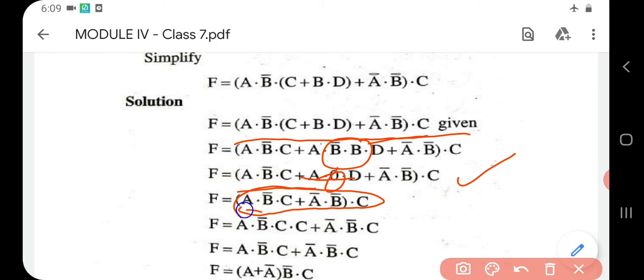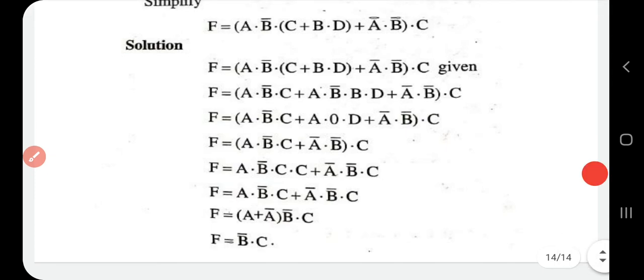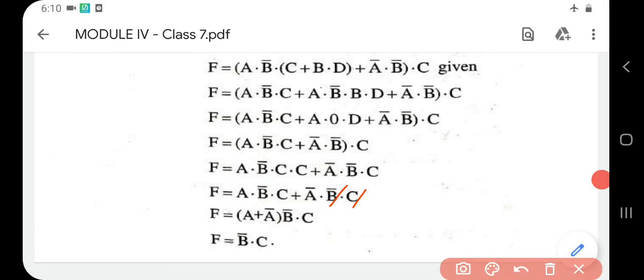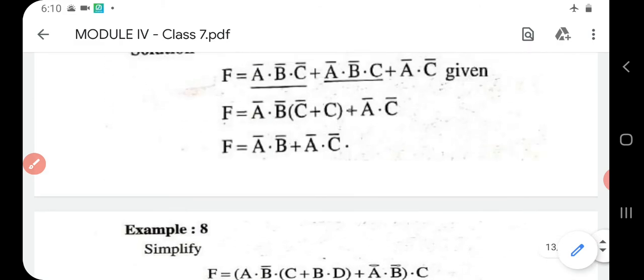Now you are opening the brackets and expanding. C bar dot c dot c is c itself. Then this is kept as such. And finally the common term is c, and you are taking it outside. B bar and c is common, so it's taken outside. Now a plus a bar is 1, so the answer will be b bar dot c. So this is how you solve a Boolean expression.